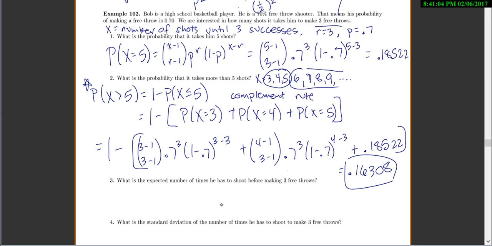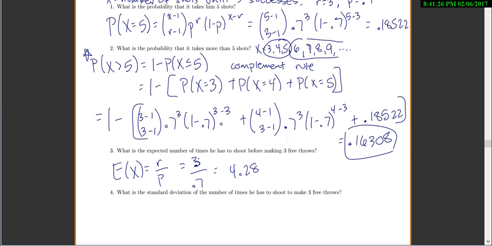Let's see, number 3 now. What's the expected number of times he has to shoot before he can make 3 free throws? Well, expected value is really easy. The formula for a negative binomial is r over p. So r is 3, p is 0.7, so we get 4.28. So on average, he'll have to shoot a little more than 4 times to make 3 free throws.